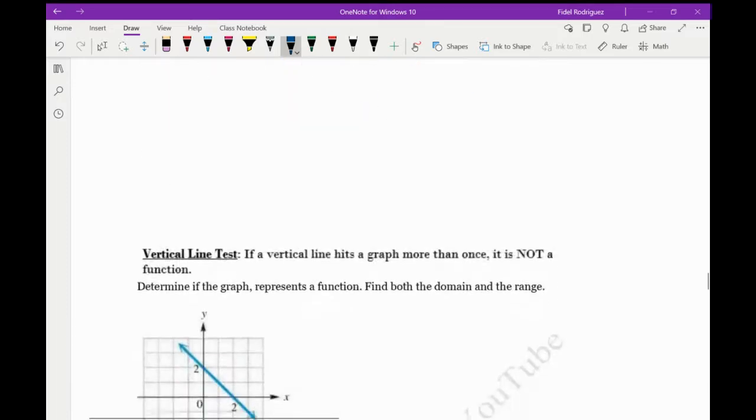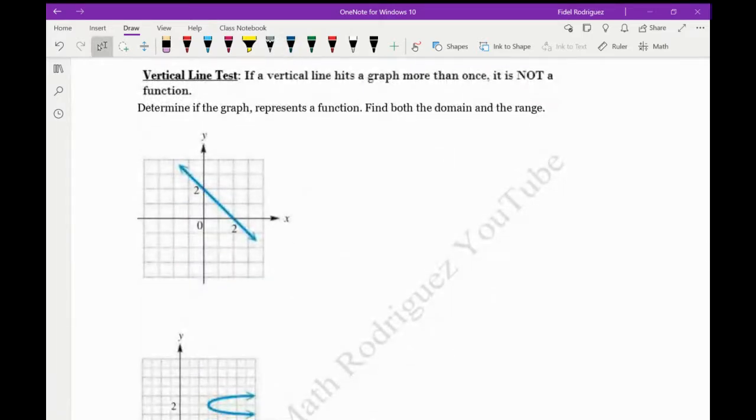Okay. All right. Now, there's something called a vertical line test. So we're still trying to figure out if something is a function or not.